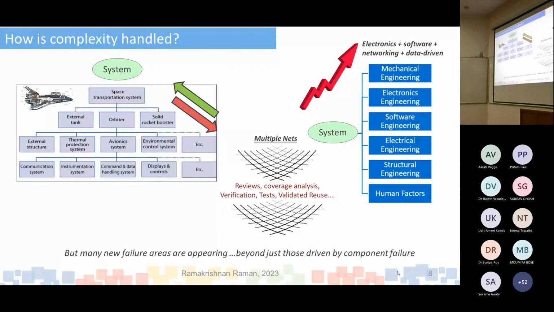One thing they do is they start breaking down the system into various subsystems in a hierarchy, like a tree hierarchy. So for example, they first talk about saying that, hey, that's a space transportation. So what are the main subsystems? Maybe there's an external tank, there's an orbiter. That's one level. And then they start looking at, okay, if you take the orbiter as a system, what are the subsystems? You can take, for example, avionics, environment control. And again, can you take avionics as a system? What are the subsystems?